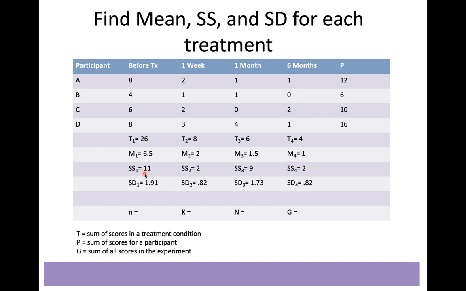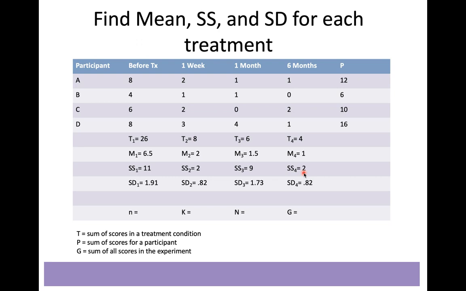So go ahead and press pause. Make sure that you can calculate those 4 sum of squares tables and that you get these numbers. 11 is the sum of squares for before treatment. 2 is the sum of squares for 1 week, 9 is the sum of squares for 1 month, and 2 is the sum of squares for 6 months. So hit pause. It's going to take you a few minutes to do this. Hit pause, calculate your sum of squares, make sure you can do them correctly, and then come back to the lecture.